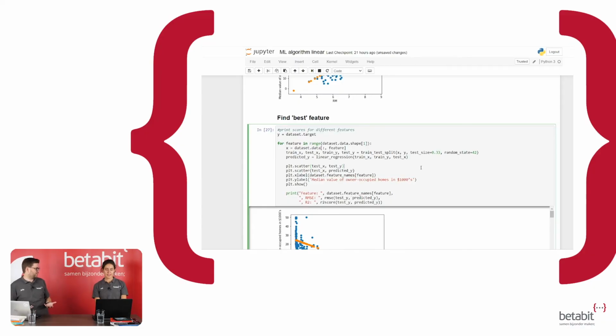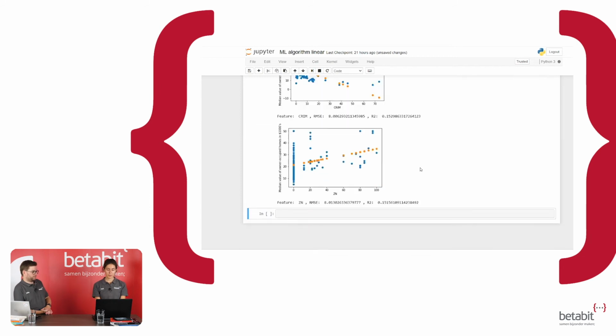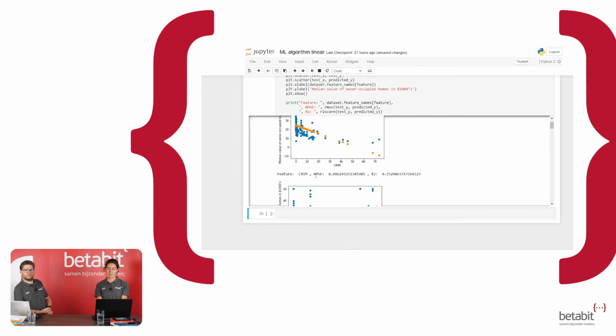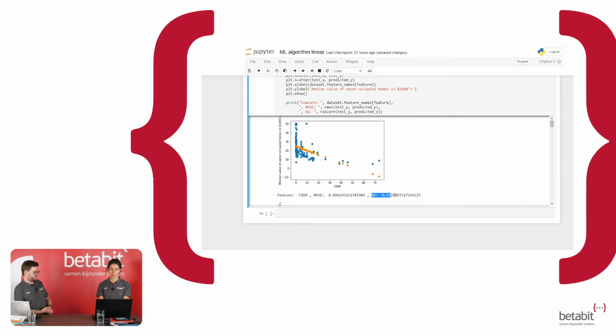Yeah. So what I did is I just made a little for loop, and for every feature that we have, I am plotting the predicted values and the actual values, and I'm also plotting the root mean squared error and the R2 value. So you can see that if you look at the criminality, then the root mean squared error is 8, and the R2 value is way lower.